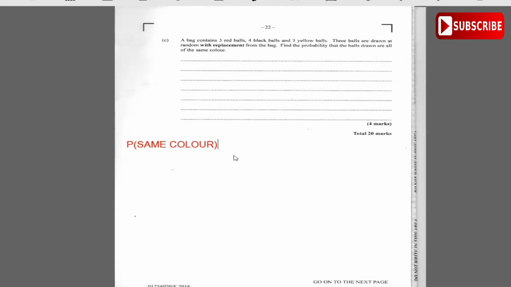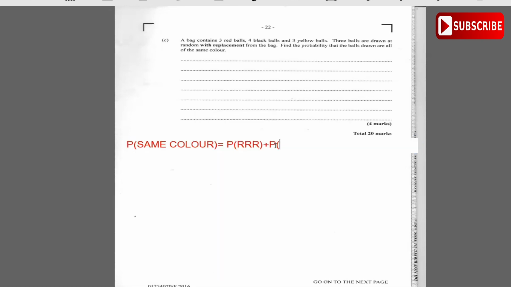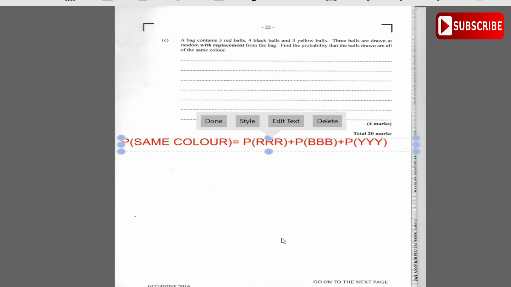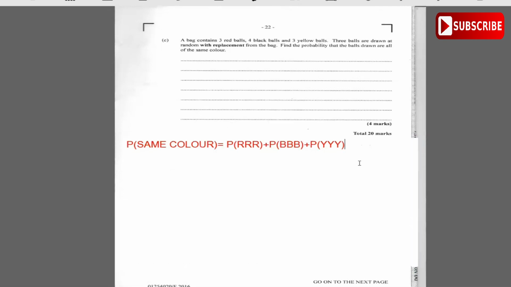The probability of being the same color is equal to the probability that you draw 3 red balls, or you draw 3 black balls, or you draw 3 yellow balls. All right, that's the probability you draw the same color. Nice and easy. So let's look at how to calculate this.